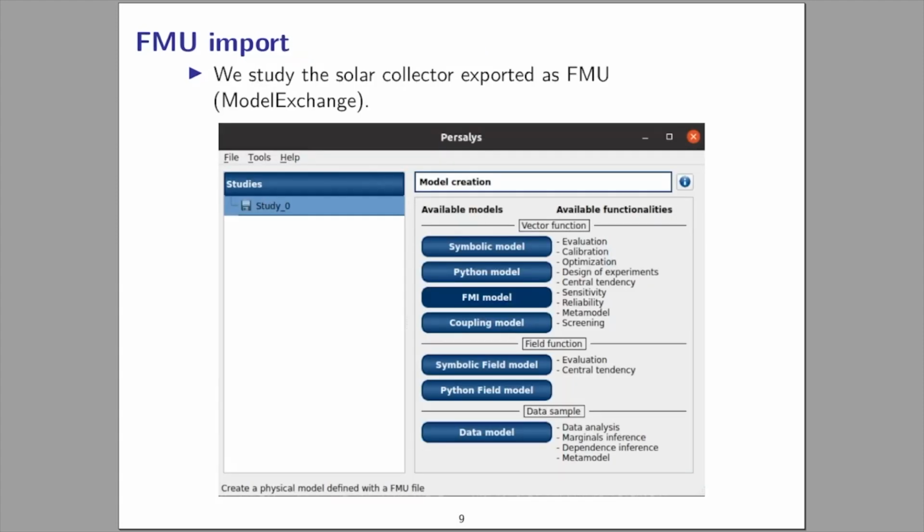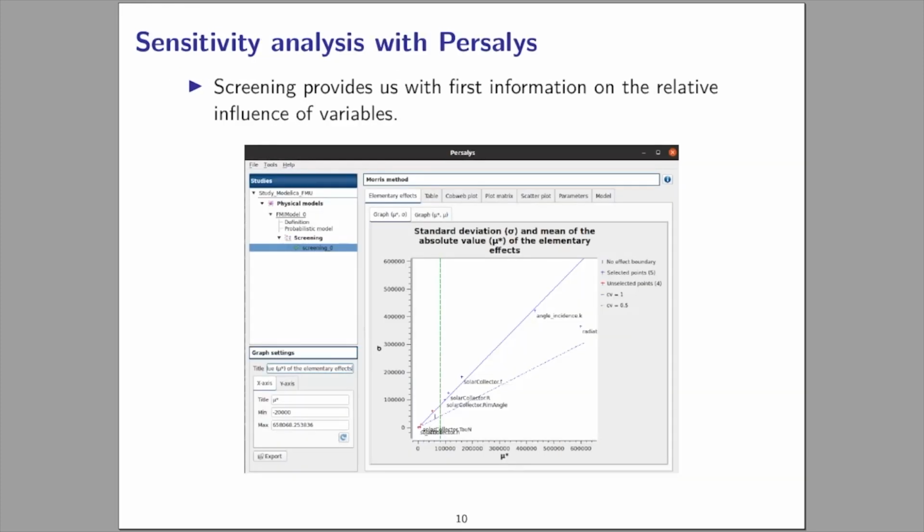So at first, we exported the solar collector model from the Modelica language to an FMU. This FMU is a format model exchange, yet it has no importance. It could have been co-simulation also. Persalys supports both. So we import the FMU in Persalys, and we perform first a screening. So by screening, I mean the Morris method. And this screening provides us with first information on the relative influence on variables.